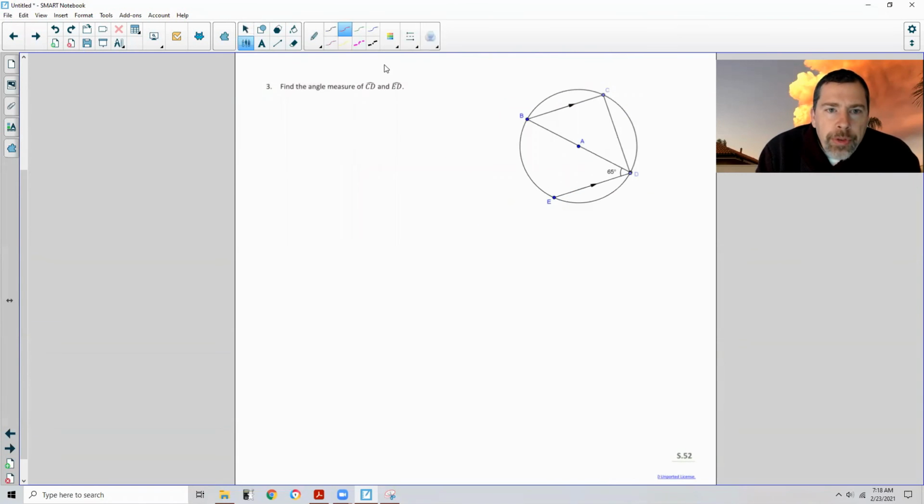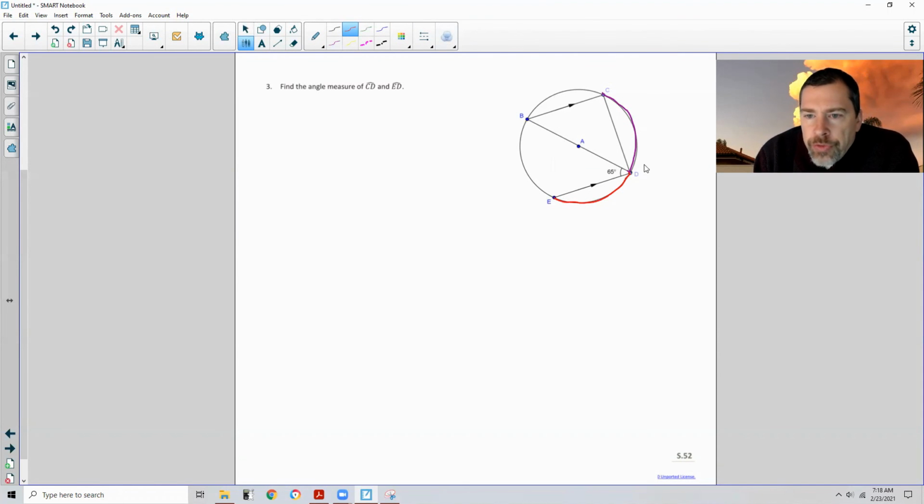Okay, so now we're on to number 3. Number 3 says find the angle measure of CD and ED. So find the angle measure of arc CD, which is right here, and the measure of the angle that forms DE. Okay, find the angle measure.